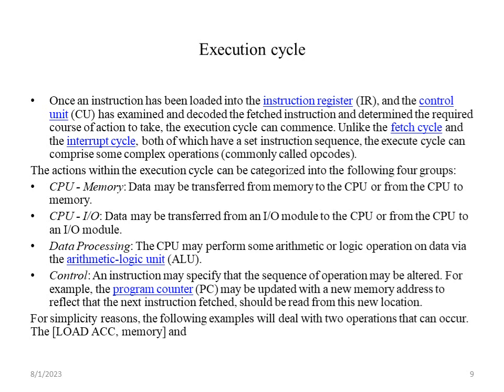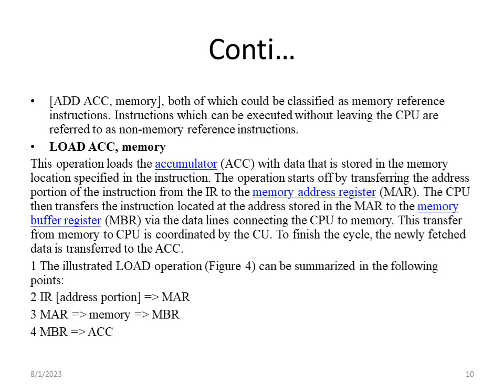And for control, an instruction may specify that the sequence of operations may be altered. For example, the program counter may be updated with a new memory address to reflect that the next instruction fetch should be read from the new location. I have given one example, that is load accumulator from main memory.